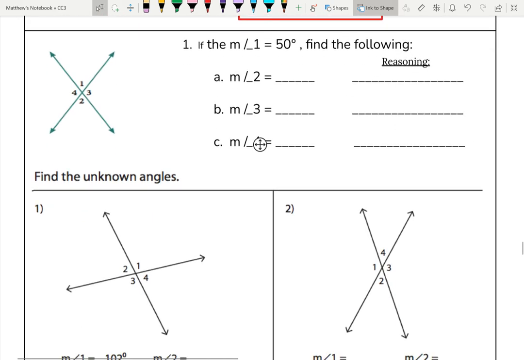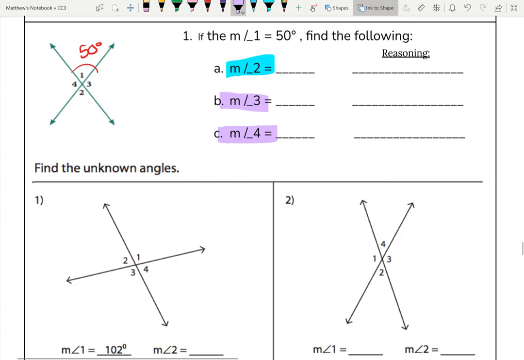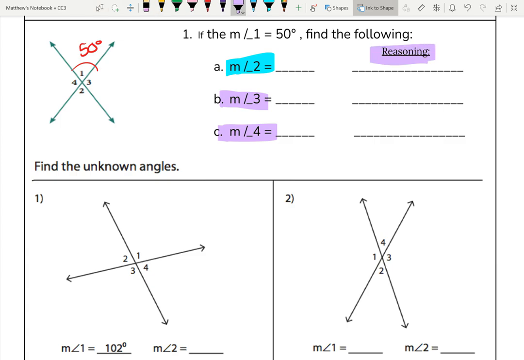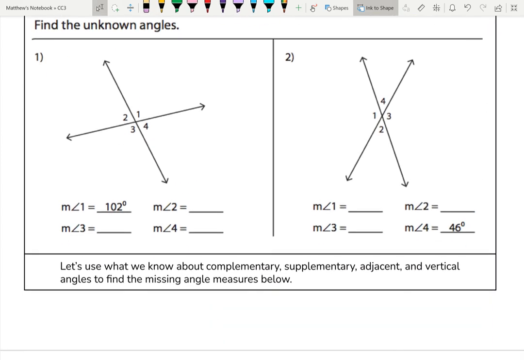And then we've got, if the measure of angle 1 is 50 degrees, you can go ahead and write that in. Find the following. So how do you find the angle across from it? How do you find the other angles? And then provide your reasoning. Do the same thing here. Always fill in what you know to help you figure out what you don't know.